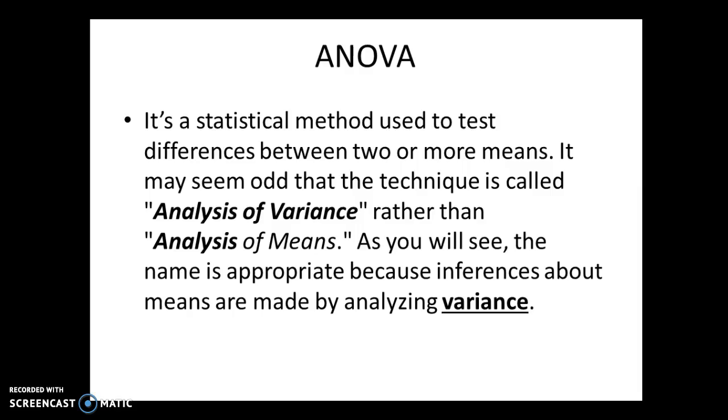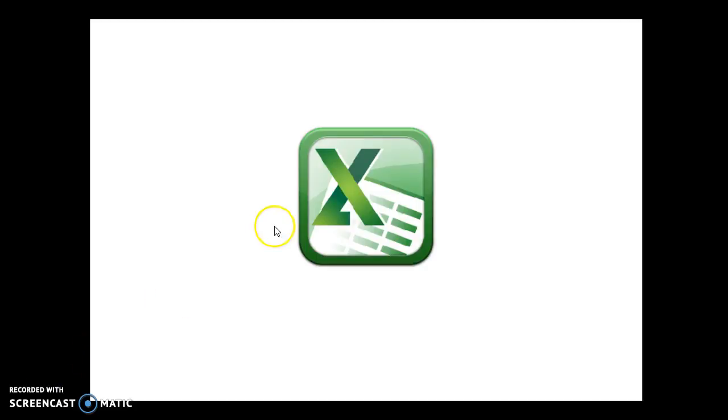So, ANOVA is a statistical method used to test differences between two or more means, similar to the t-test, but just a little bit different. It may seem odd that the technique is called analysis of variance rather than the analysis of means, but as you'll see, the name is appropriate because the inferences about means are made by analyzing the variance of those groups. It's just a little nuance I wanted to point out ahead of time before we jump right into Excel.